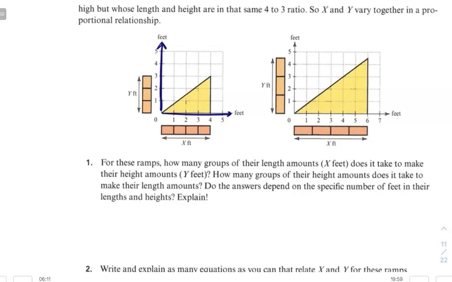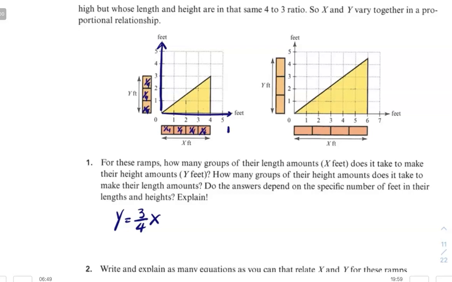So if we started off with 4 feet long by 3 feet high, and we're going to be using x as our length, so 1x, then how many x's do we need to make a y? So this would be a quarter and a quarter and a quarter and a quarter. And here, they're all the same length, so these would be a quarter of x. So how many quarters of x do we need to express y? How many quarters? 3/4 of x.